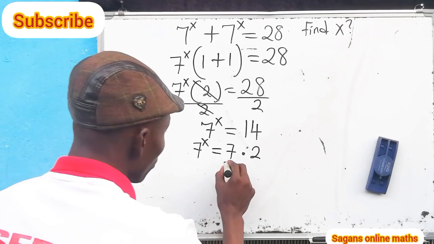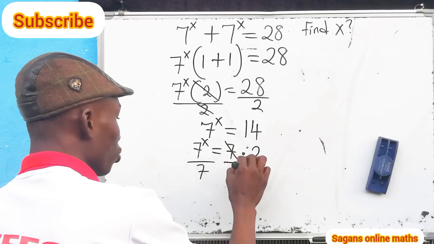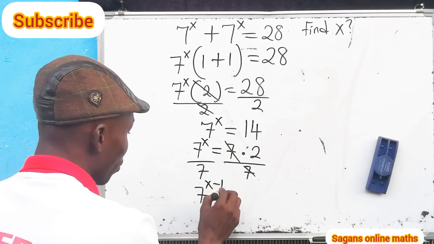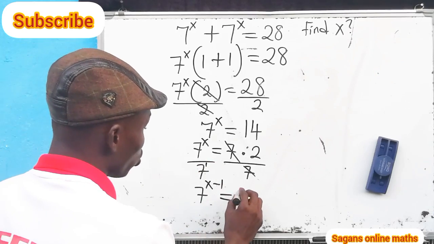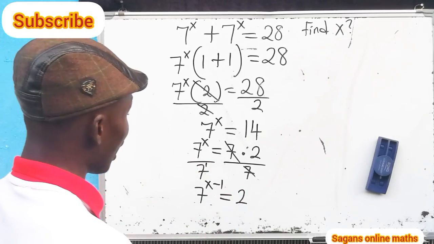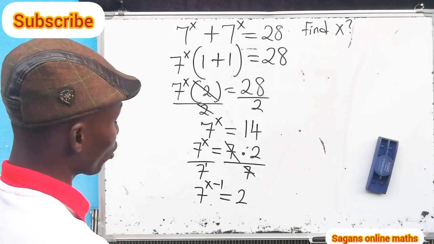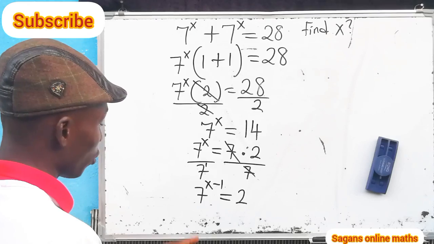So if we divide both sides by 7, that 7 will go out. Now see that 7 raised to the power of x minus 1, by obeying the law of indices, because the power here is 1, equals 2. Now at this point you can take the log of both sides, because there's nothing else you can do. You could also take the log from the earlier step, but I want to make it more interesting, that's why I'm doing it like this.